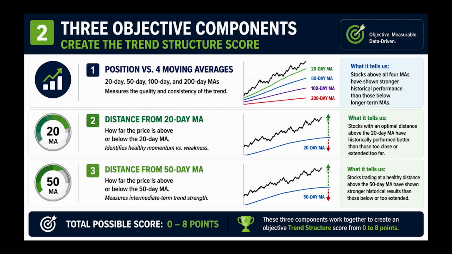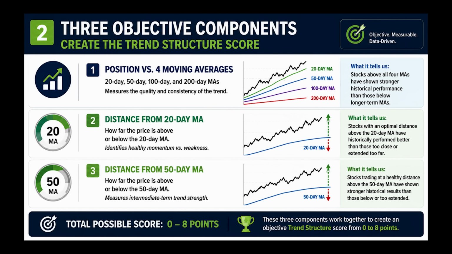Trend structure evaluates three specific characteristics. First, it measures when the current stock price sits above the 20-day, 50-day, 100-day, and 200-day moving averages. Stocks trading above all four moving averages historically produced much stronger results than those trading below their longer-term averages.